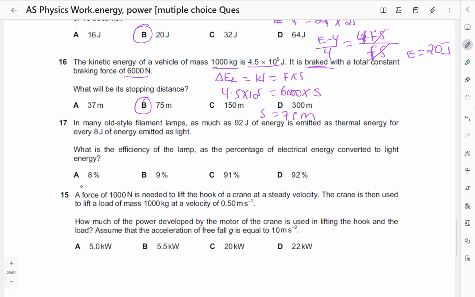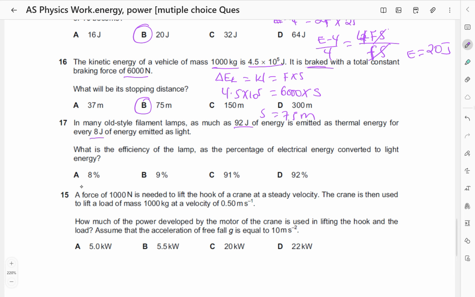In many old style filament lamps, as much as 92 joules of energy is emitted as thermal energy for every 8 joules of energy emitted as light. What is the efficiency of the lamp as the percentage of electrical energy converted to light energy? So electrical energy is being converted to light energy.